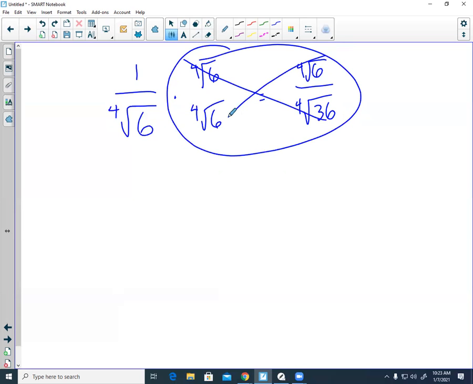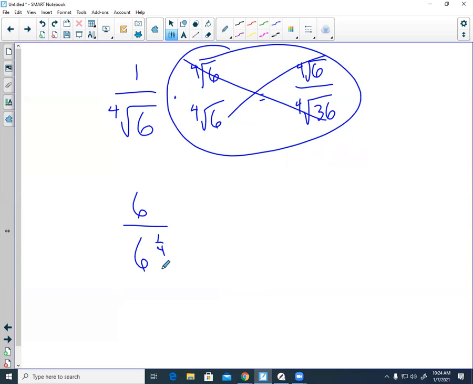What you need to think of this as is, instead of 1 over the fourth root of 6, I could say 1 over 6 to the 1/4 power. Does that make sense? We're just changing it from the radical form to the exponent form. Now what I want is for the number in the bottom to be a whole number. If I want that, I have to have 6 to a whole number power. 6 to the first power is 6.